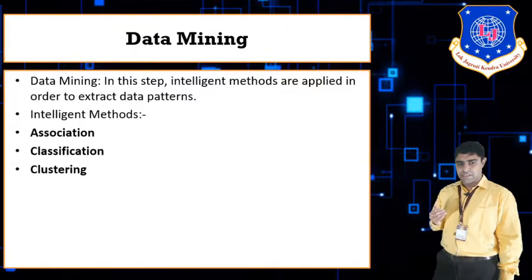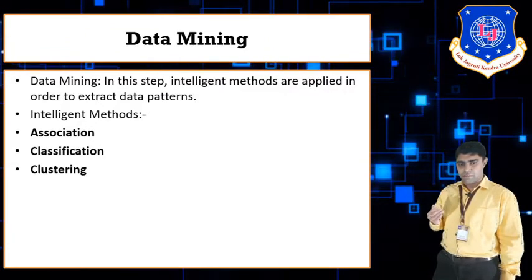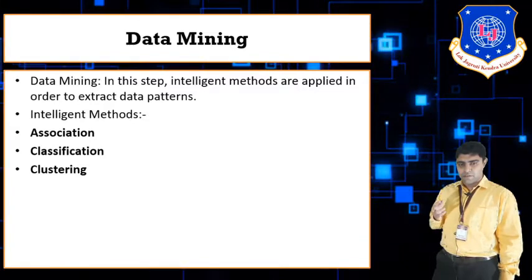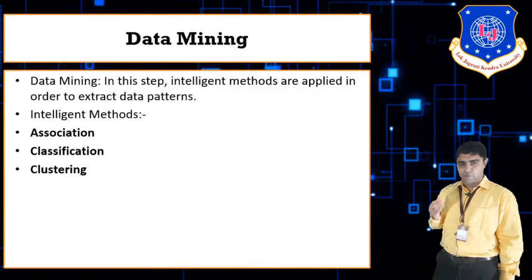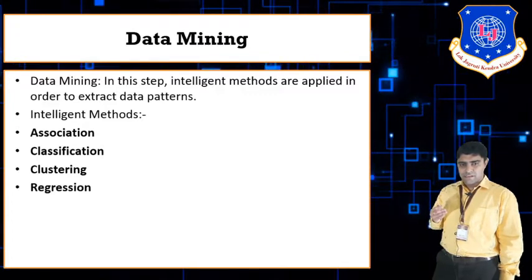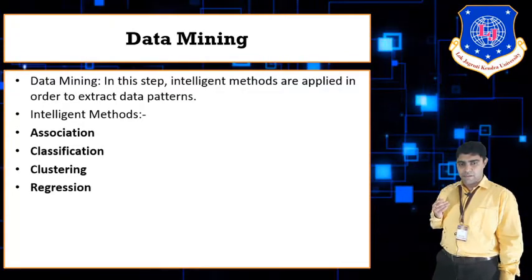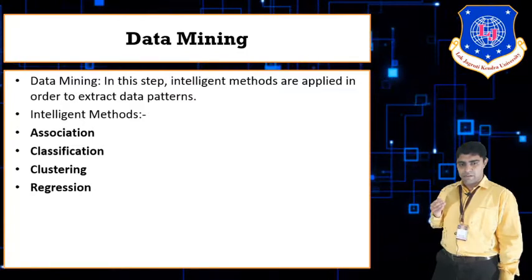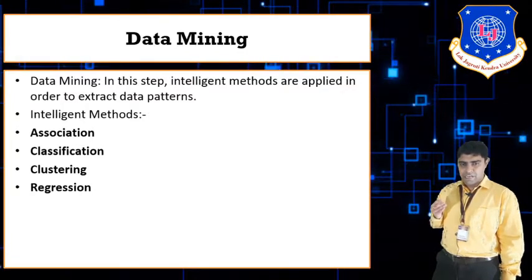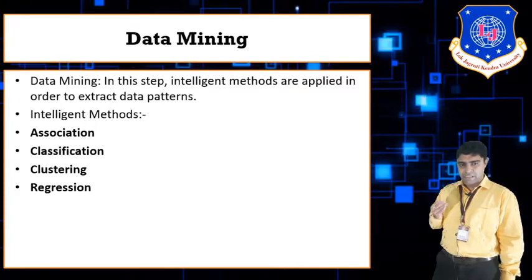Clustering is an unsupervised learning where grouping of data is done into clusters, the same group in one cluster and a different group in another cluster. That is called clustering. Next is regression. Regression is a simple equation line y equals ax plus b. So these are called regression analysis, which can be done in the data mining technique.